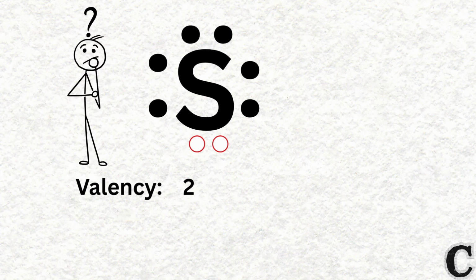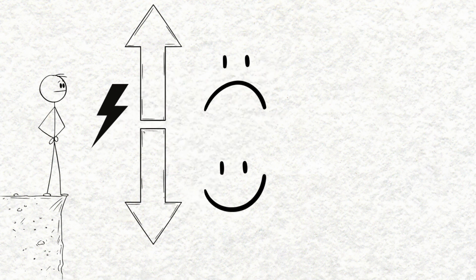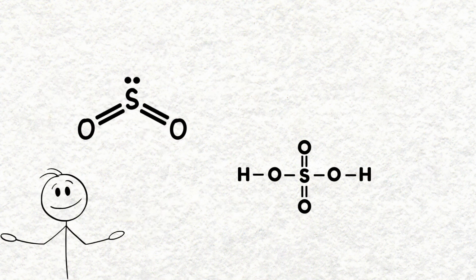But here's the twist. Sulfur doesn't stop there. In higher classes, you'll learn that stability isn't just about filling the octet. It's about energy. Atoms bond in ways that make them more stable, meaning lower energy. That's why sulfur can sometimes expand its octet and show valency 4 or even 6.